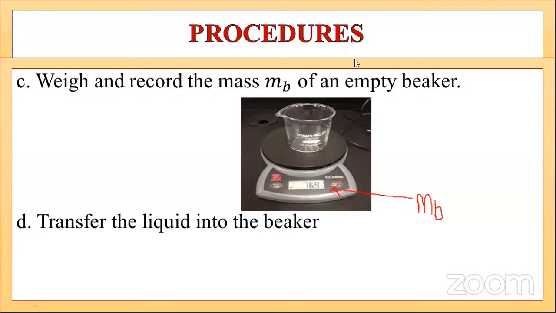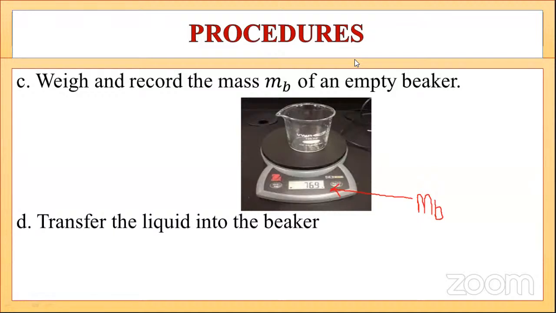Good. Then, to get the mass of the liquid, you first measure the mass of the beaker. After measuring the mass of the beaker, you pour the liquid. Then after you measure the mass of the beaker and the liquid, to get the mass of the liquid, you get the mass of the beaker plus the liquid minus the mass of the beaker alone. Is that okay? Good.